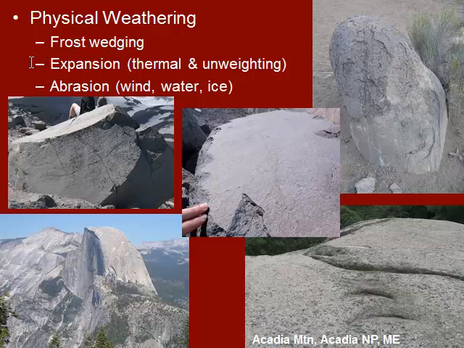This next one is called expansion. We have expansion happening through thermal expansion and unweighting. So in deserts, this example here is from a desert in Texas, down in Big Bend National Park, down on the Texas-Mexico border. What happens there is the temperature can fluctuate from maybe around 40 or 50 at night to the 90s or 100s during the day.